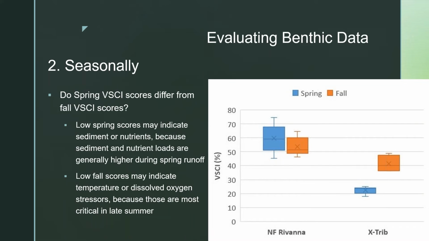Kind of the opposite, if we have conditions where fall scores are lower, perhaps temperature and dissolved oxygen could be some stressors that we want to take a closer look at, because those are particular stressors that are going to have their worst conditions in the late summer, early fall time frame. And so that would have a more direct and more immediate impact on fall benthic sampling results.